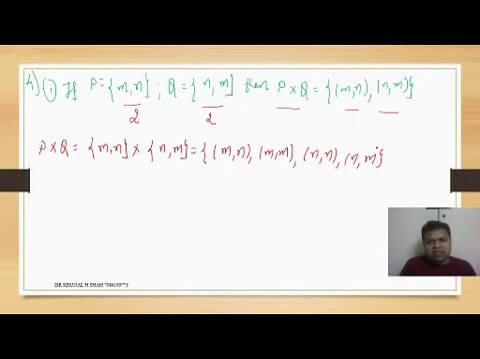So how many elements are there? There are 4 elements. So the statement is false. Given statement is false because they have given just 2 elements, whereas we have 4 elements. Is it okay? Make a note.